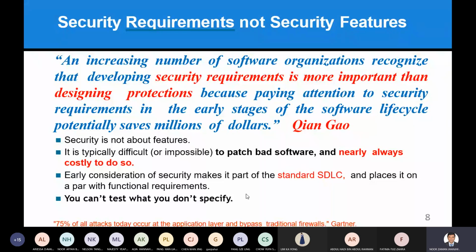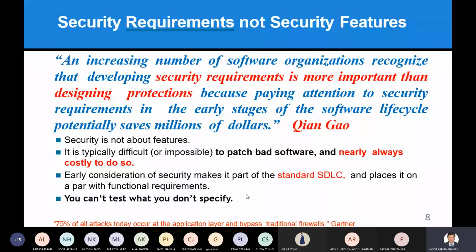Do not mingle it, mix it, or confuse yourself with the features. It's typically difficult or impossible to patch bad software. If you do not take care of these things, then you need to have patches. You remember for so much software, patches come all the time. These are the software updates. But there is a limit to how much we can patch software.